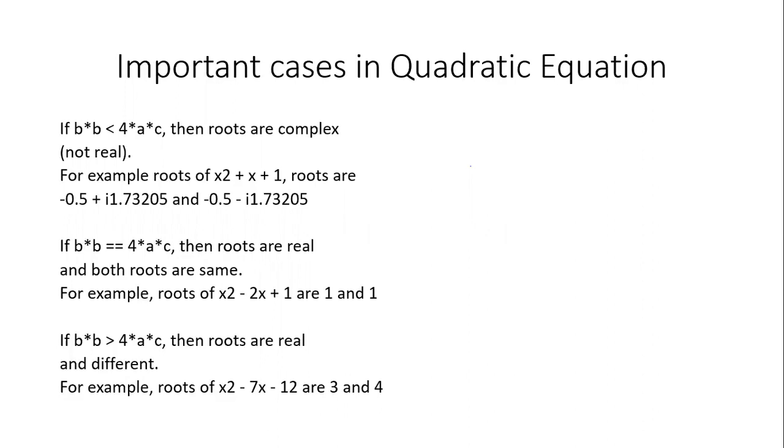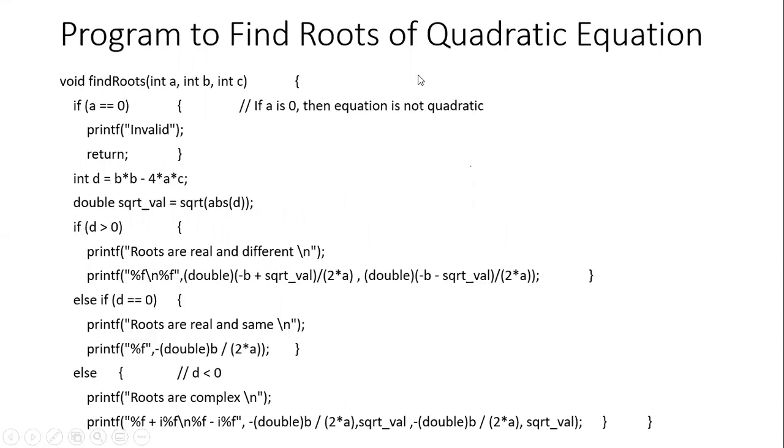If b square is equal to 4ac, then the roots are same and real, so we are going to find it out. The value is given at the bottom. And if b square is greater than 4ac, then a different formula will be applied as it has been given at the bottom. Now let's have a look at the program. This program is very important from the examination point of view as well. Please have a look at every step very carefully.